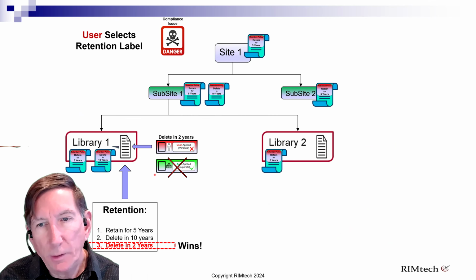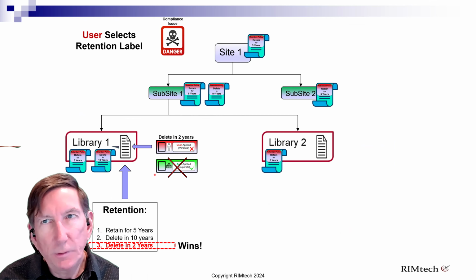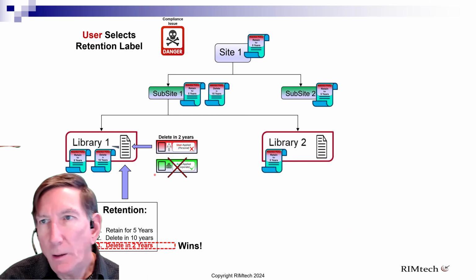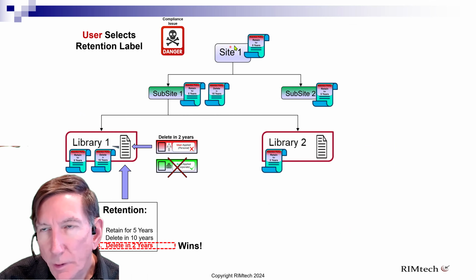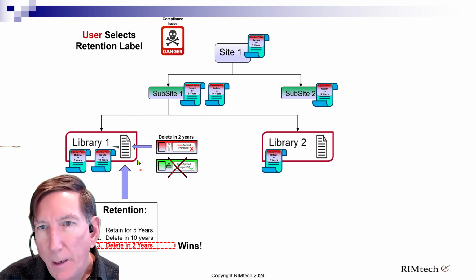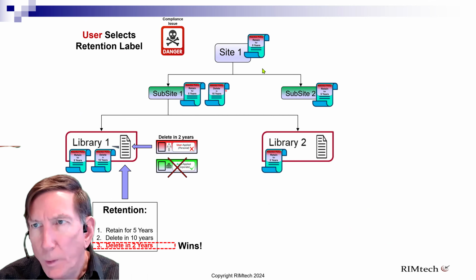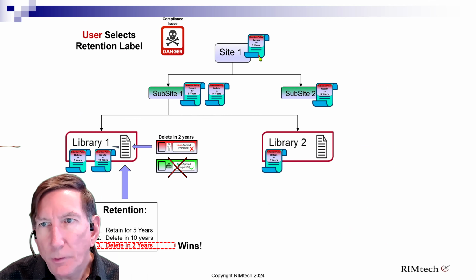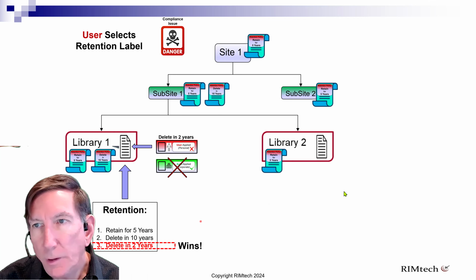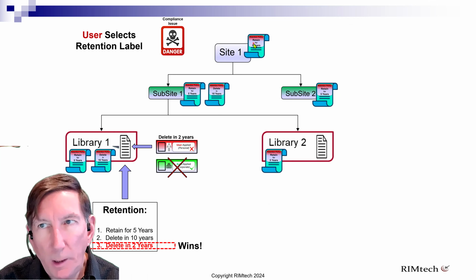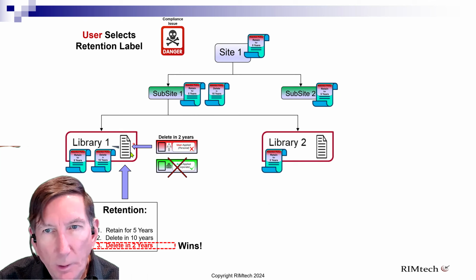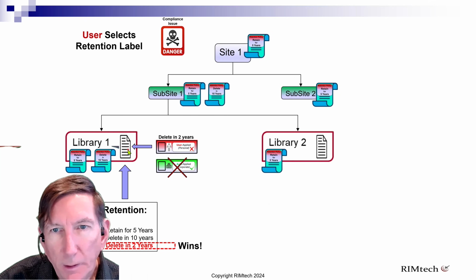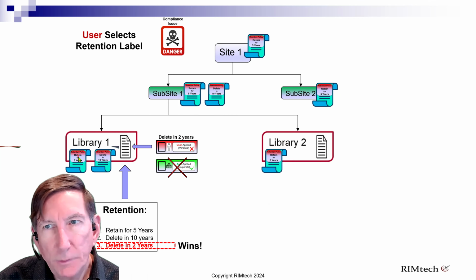Here's what I meant earlier when I said don't use retention policies. Here we have a SharePoint site with two subsites and a library under subsite 1 and a library under subsite 2. Here's what we have in place. We have a retention policy that says keep for 5 years on site 1, which means that everything in site 1 has that rule applied to it. So here I am in library 1. That's me. I'm a document sitting right here. So I have retained for 5 years.